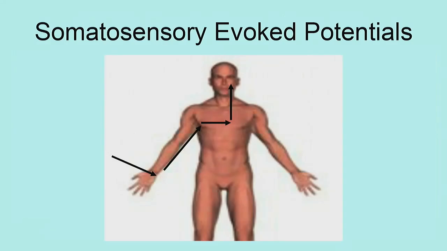Somatosensory evoked potentials are an electrophysiological test where the median nerve is stimulated in the arm, and then conduction of that electrical stimulation is monitored through the neuraxis, through the peripheral nerve, through the brachial plexus, the cervical spinal cord, the brainstem, the thalamus, and the cortex.